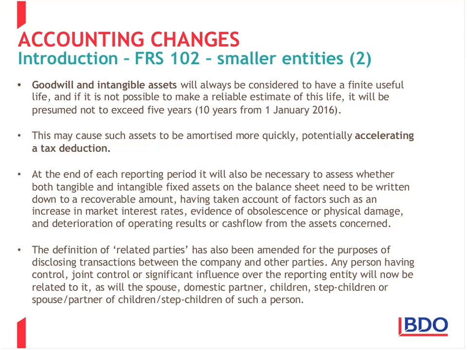So, the changes are that goodwill and intangible assets are always considered to have a finite useful life, and where it's not possible to make a reliable estimate, it will be presumed to not exceed 5 years. That's changed to 10 years from 1st of January 2016. This may mean that such assets are amortized more quickly than under old UK GAAP, which could potentially accelerate a tax deduction.